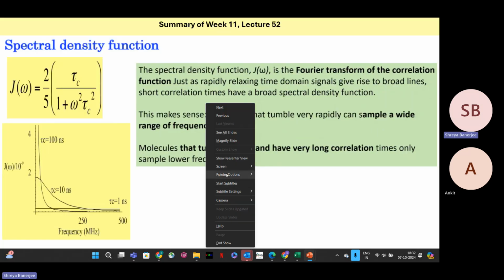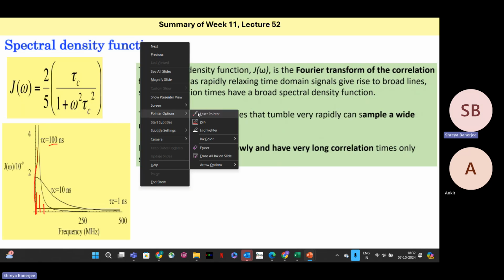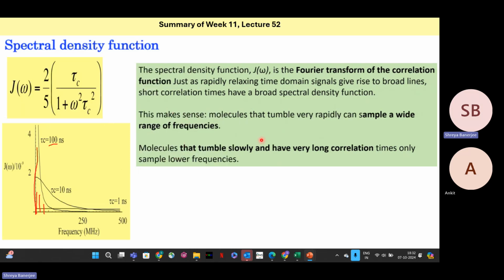And if you have a long correlation function like 100 nanosecond, you can see that it can only sample a very limited number of frequencies, because then it is becoming zero. And this qualitatively also makes sense, because if you have a molecule tumbling very rapidly, the correlation time tau c is short. So it is sampling a wide range of frequencies. And if you have a molecule that is tumbling very slowly, that is, it has a long correlation time, then it will only be able to sample a few frequencies because it is tumbling so slowly.